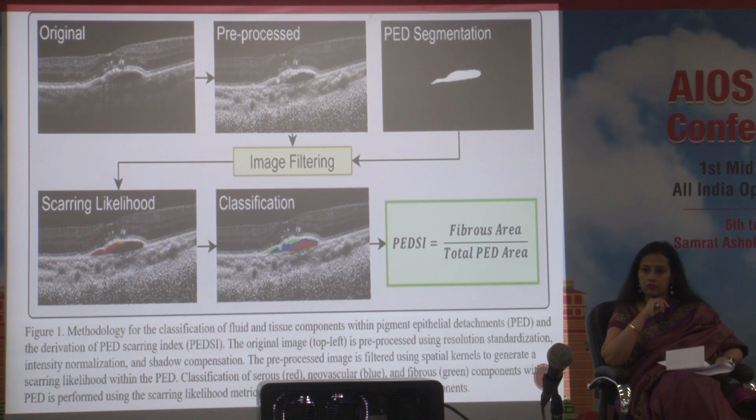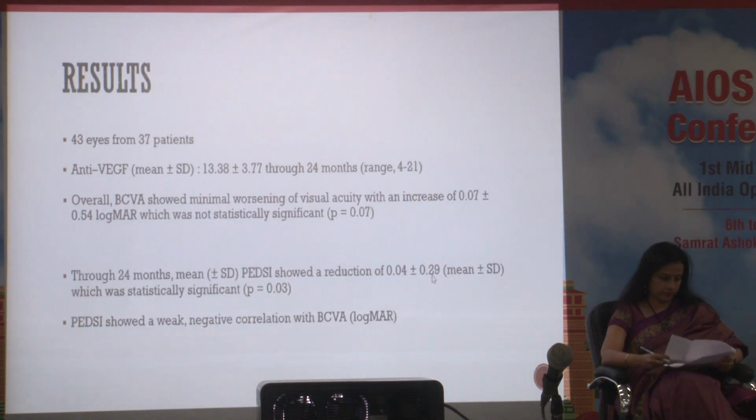So this is in brief how the image algorithm was used to classify the PED into three components. Just to summarize, the red component shows the serous, the blue is the neovascular one, and the green is the fibrous one. The PEDSI was calculated based upon the ratio, that is fibrous upon the total PED area.